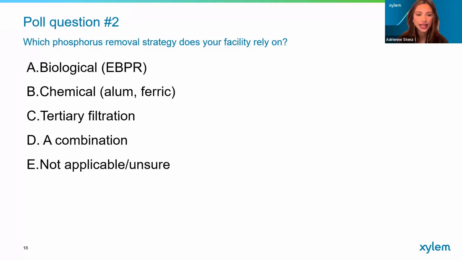Okay, nice. So it looks like the majority of people that are doing phosphorus removal are doing some kind of combination of these three strategies or relying mainly on chemical phosphorus removal. It's good to know.